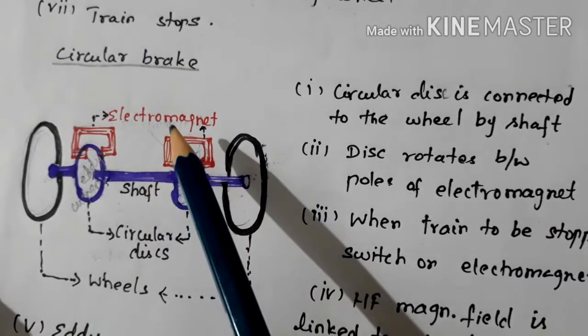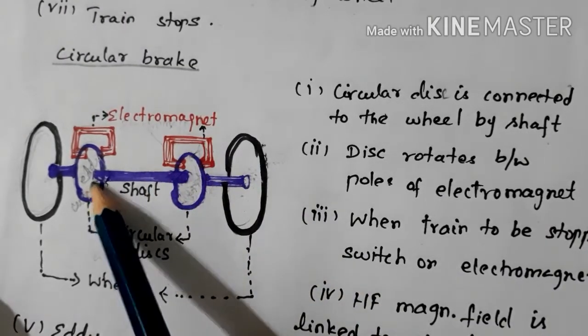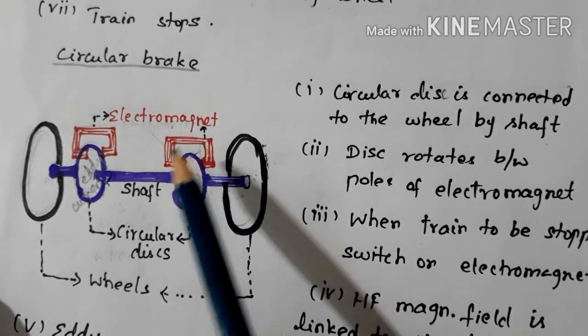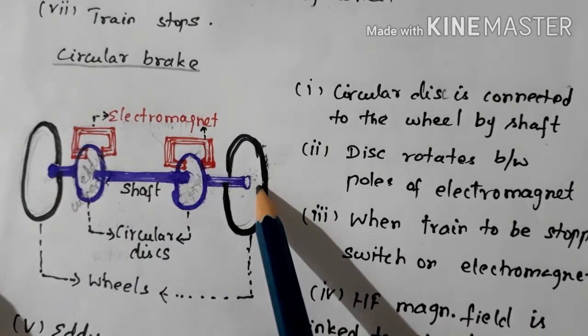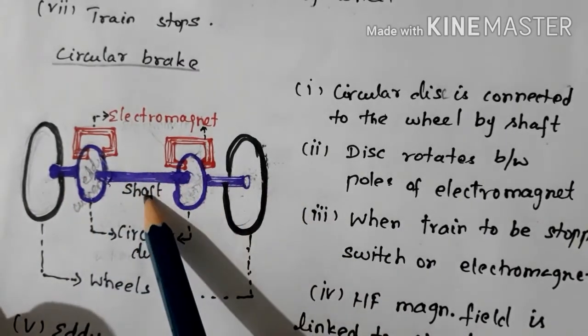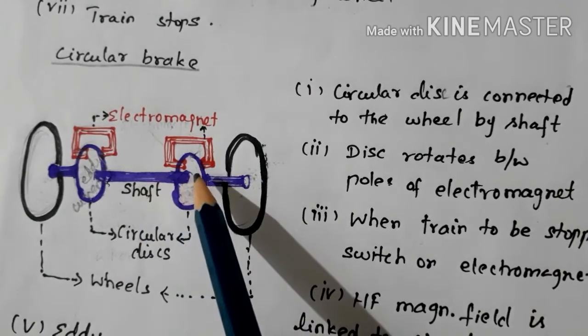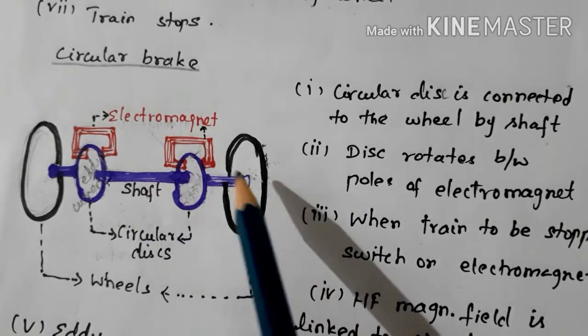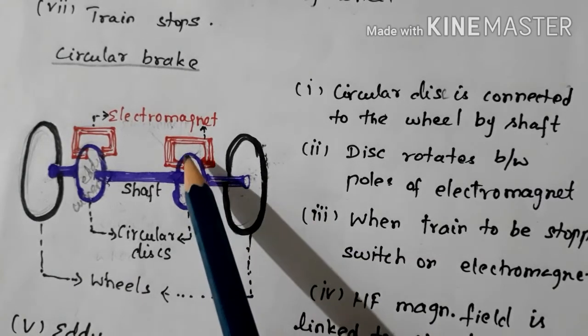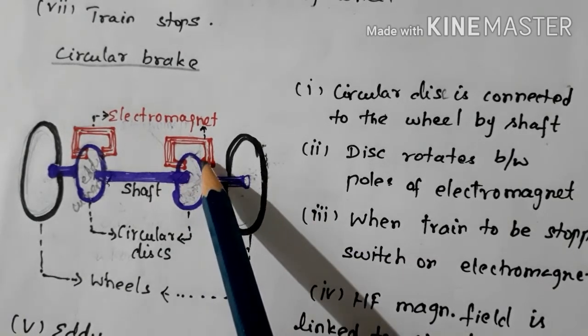Next is the circular brake. Here you can see that the circular disc is rotating between the poles of the electromagnet. The circular disc and the train wheels are all attached through a shaft. Okay. Now as the wheel rotates, the circular disc also rotates. So this is rotating in between the poles of the electromagnet.